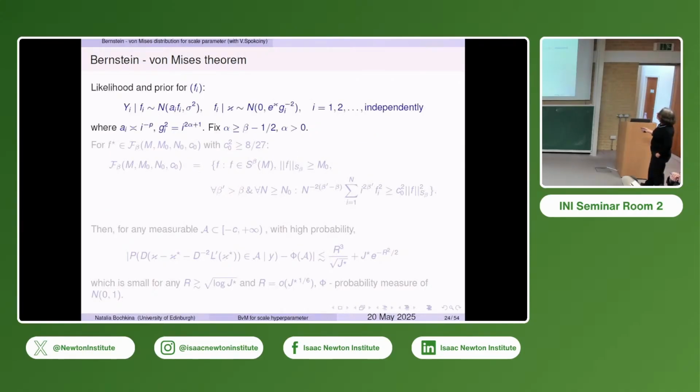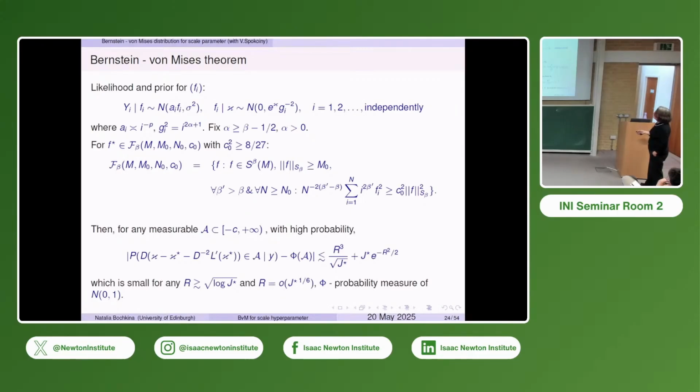Okay, so let me now formulate the local approximation of the posterior distribution, just a reminder of the model that we have. Kappa is the log of the scale parameter. If alpha is greater than beta minus a half, and the function is not just from Sobolev but also self-similar with this lower bound on the C0 squared value, then we have the approximation. At the moment, you see I cut off, I'm not going to minus infinity for this parameter, because otherwise it wouldn't work.